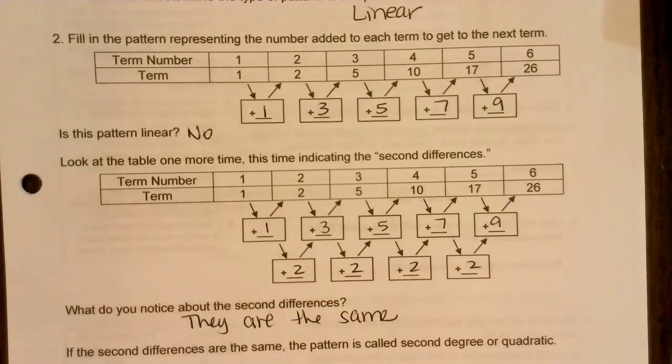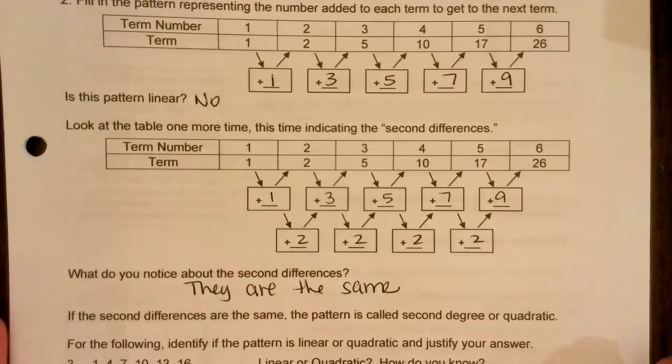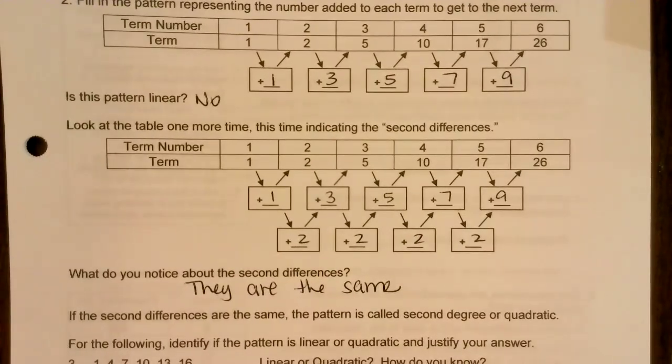When our second differences are the same, it is considered a quadratic or second degree polynomial. If the second differences were not the same and it went to the third differences, then it would be considered cubic or a third degree polynomial. So identifying our differences here allows us to determine what type of pattern and equation we want to use.